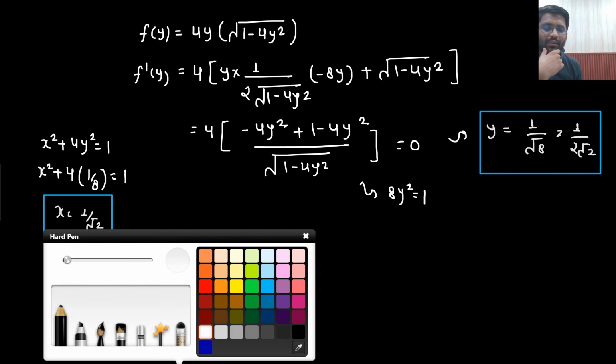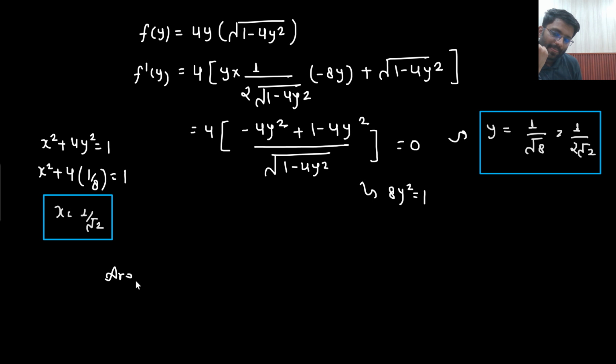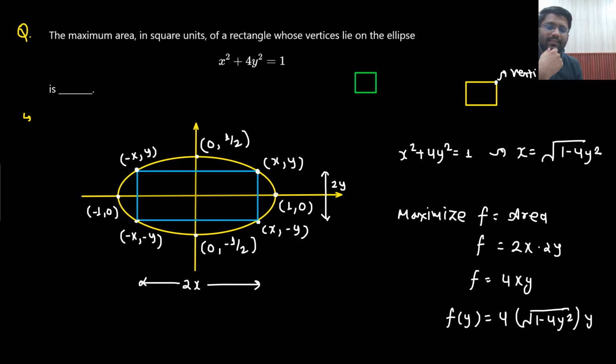What are we supposed to find out? The area. So what will be the area? The area is nothing but 4 into x into y. 4 into 1 by under root 2 into 1 by 2 under root 2. Area is 1. That's the answer. Let's check the answer first. Yeah, area is 1 only.